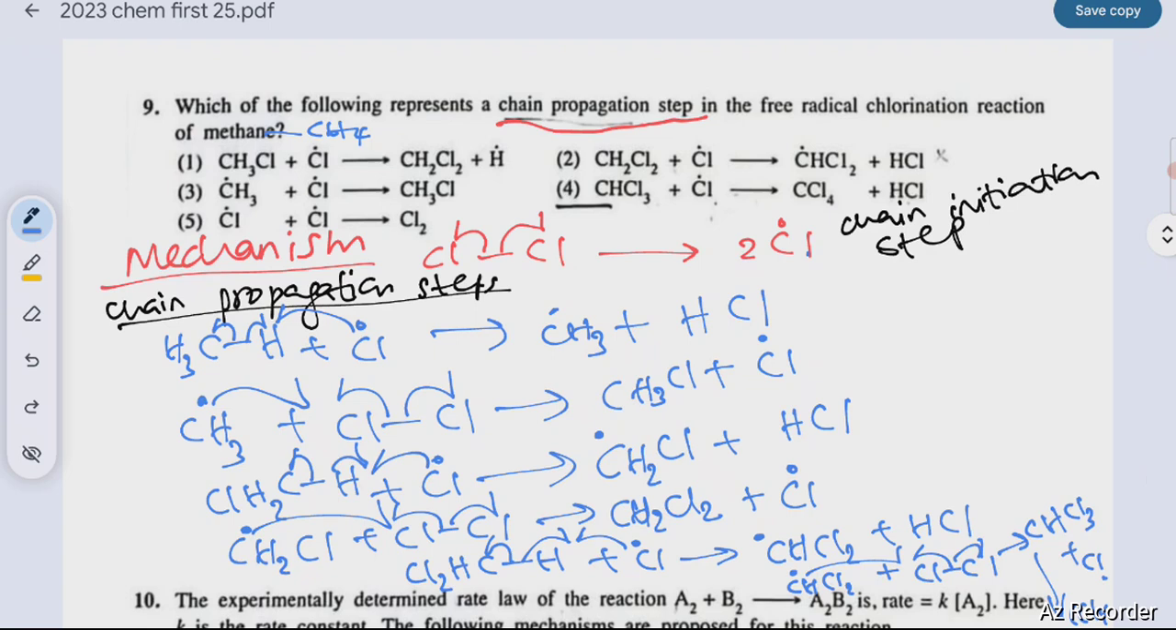There are another 2 steps more to form CCl4. Now let's consider the chain termination steps. So how can this chain be terminated? Chain termination steps.